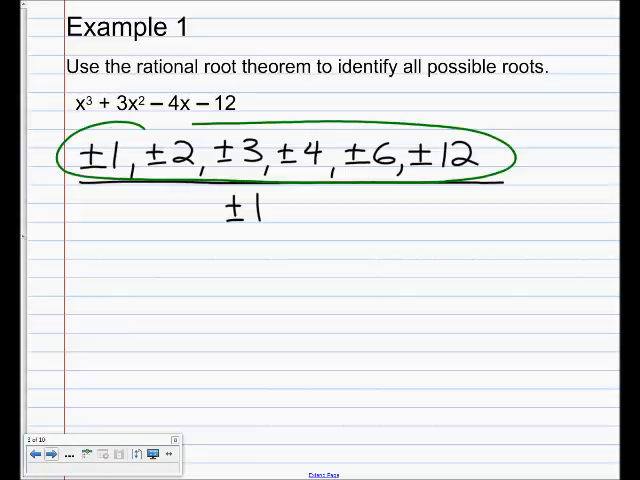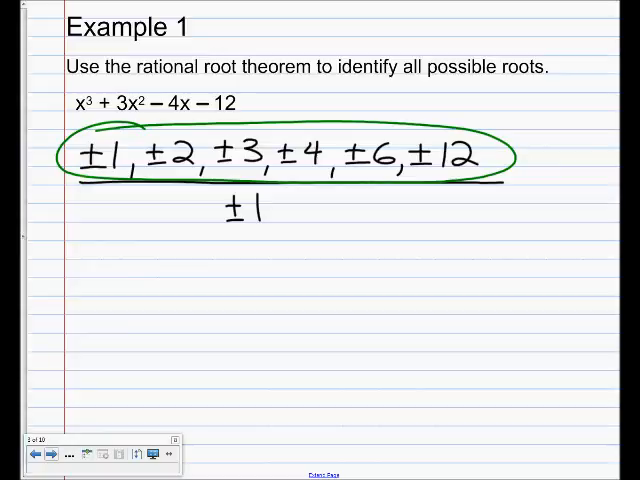Awesome. So my possible answers are those that I circled in green. Am I saying that those are my answers? No, but that's where I'm going to begin to see if one of those is an answer. Okay? So this is kind of getting us ready to begin. Are there any questions about this so far?